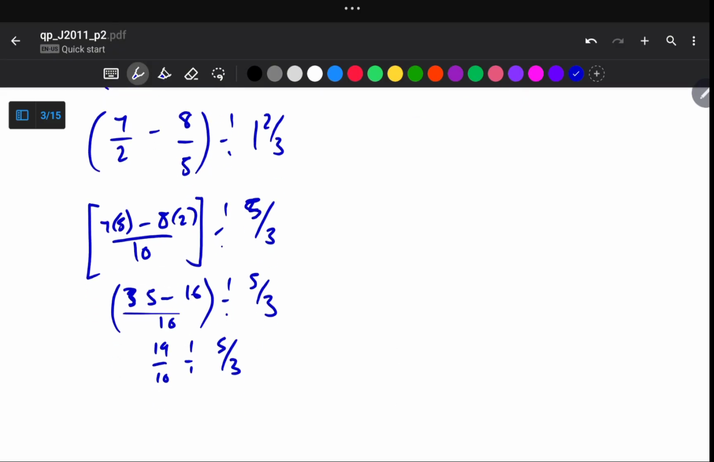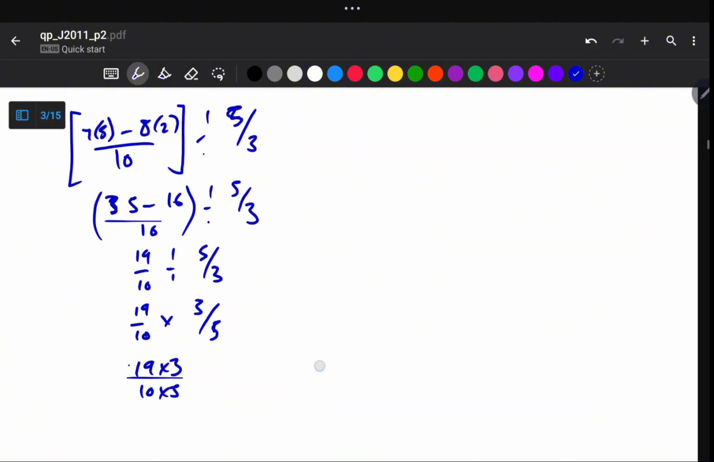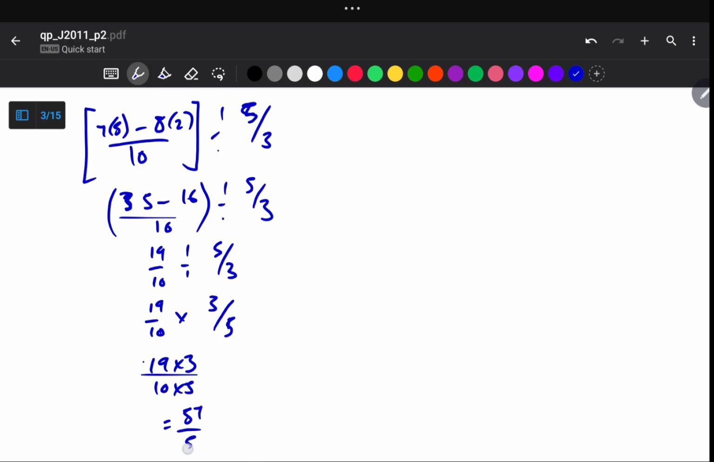So for us to replace this division sign with the multiplication sign, because we are dividing 2 fractions, we are going to invert the second fraction, 5 over 3. So this gives us 19 over 10 multiplied by 3 over 5. Okay, so let us multiply the numerators and divide by the product of the denominators. So this gives us 19 by 3 over 10 by 5. So 19 by 3 divided by 50, this gives us 57 over 50. So our final answer is equal to 57 over 50.